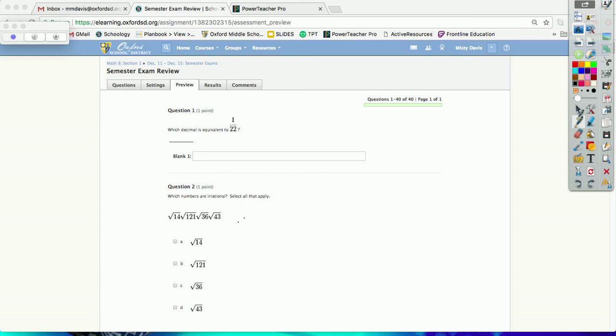Starting with number 1, in order to convert a fraction to a decimal, you just got to remember you got to divide the top by the bottom. This particular one, when you do it, gives you 0.045 repeating. Since we can't put that line over it like we usually do, for this answer you just need to type the word repeating. So it should be 0.045 repeating because we cannot put that line in there.